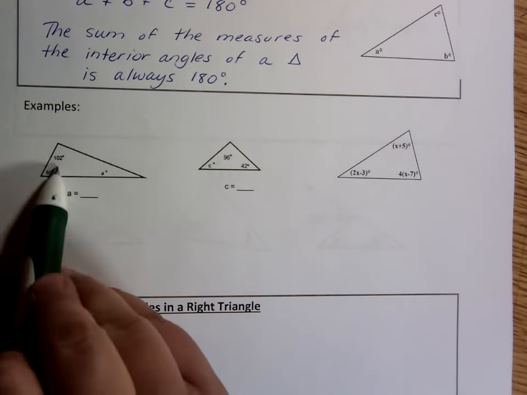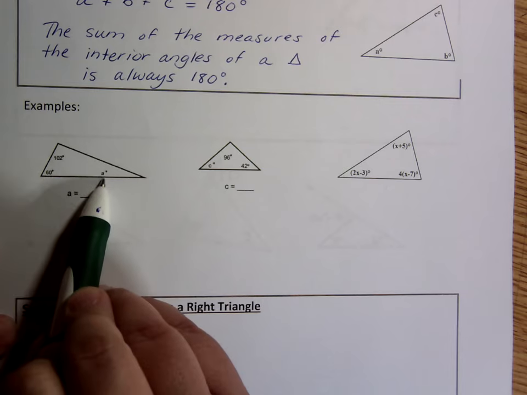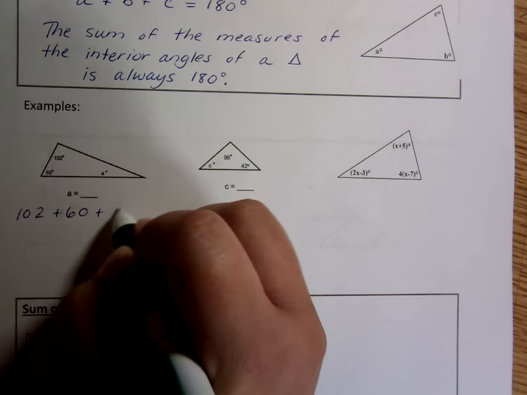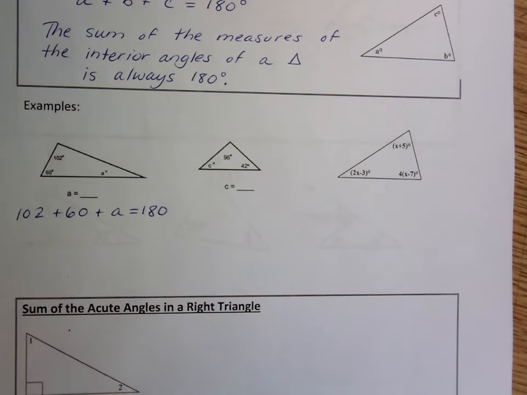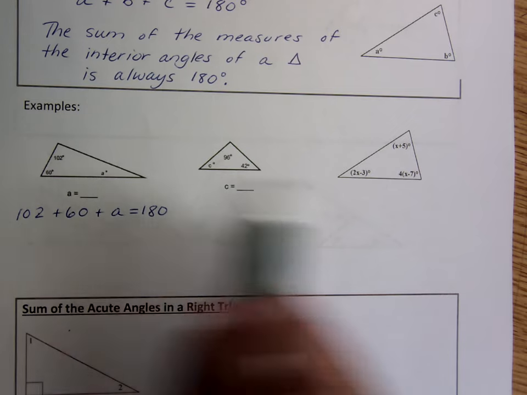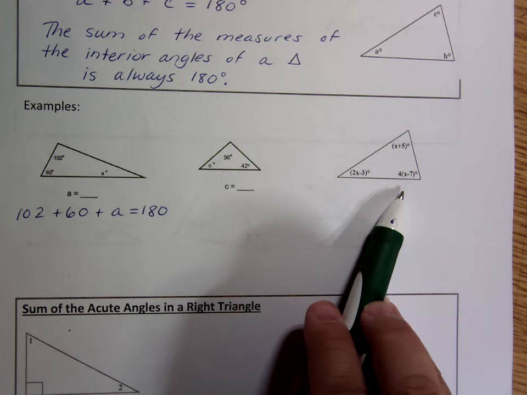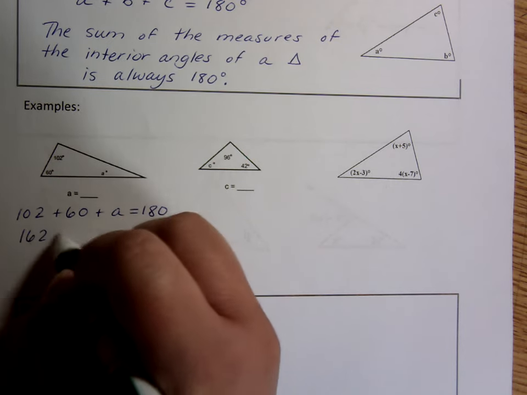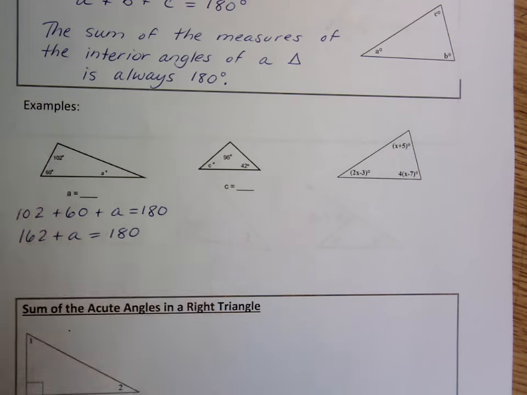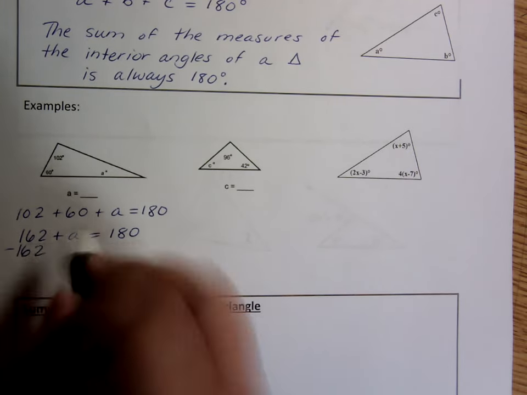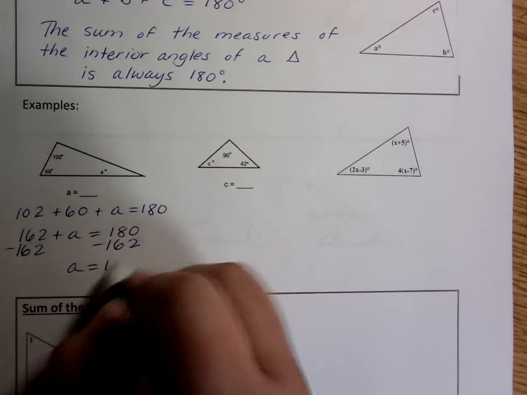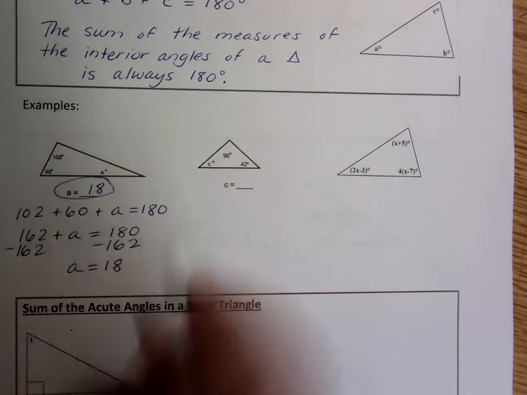Okay, so for instance, in this first example, I have 102, I have 60, and I have A. So I'm going to say 102 plus 60 plus A equals 180, and then solve. This would be a good place for you to pause this video, try these problems, and then check them by starting the video again. I'm going to go through them rather rapidly. Remember, the advantage to having a video is if you want to, you can always replay a part. So first I combine my 102 and 60. Then I'm subtracting 162 from both sides, and A is 18. So that's my answer here.